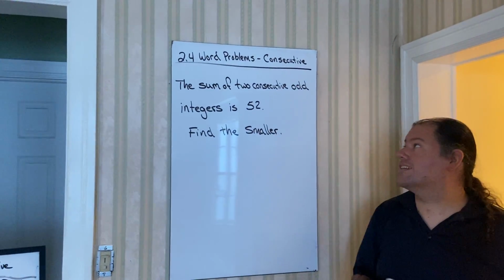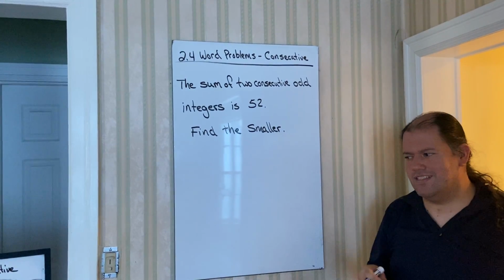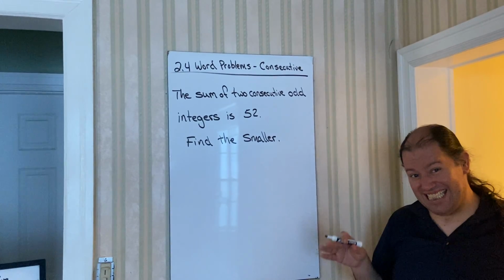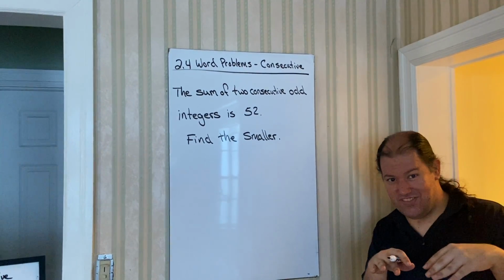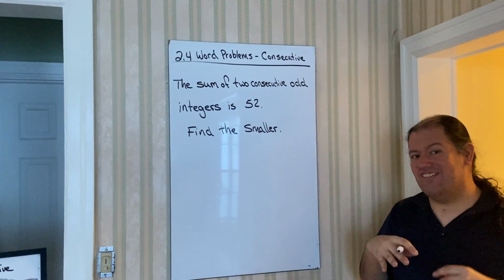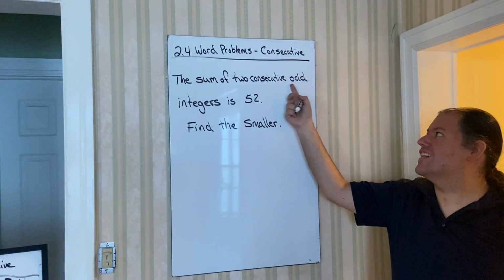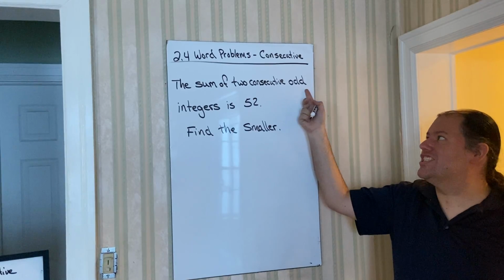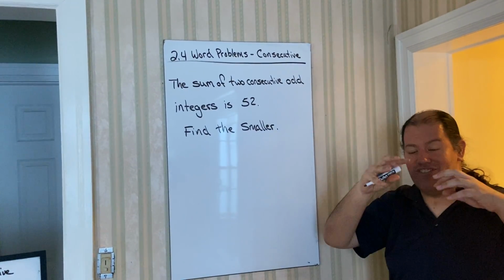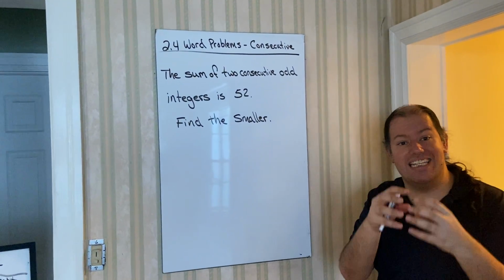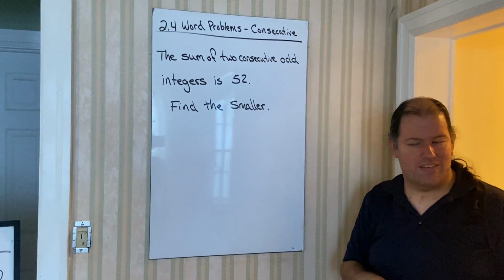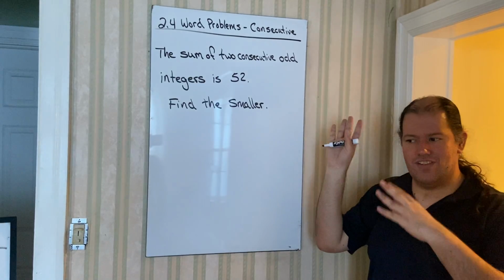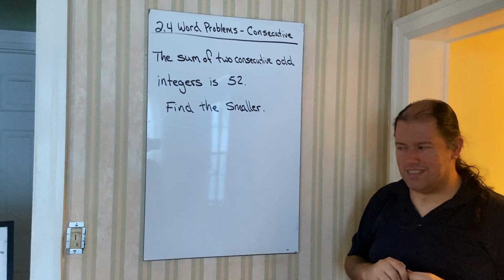So here's another consecutive one, and I wanted to do one that has the second type. Remember, we had one type where it's just consecutive integers, and the second type of consecutives are the ones that give you a condition that it has to be a particular kind of integer. In this case, they give us the word odd. So that's the difference between this one and part 6.